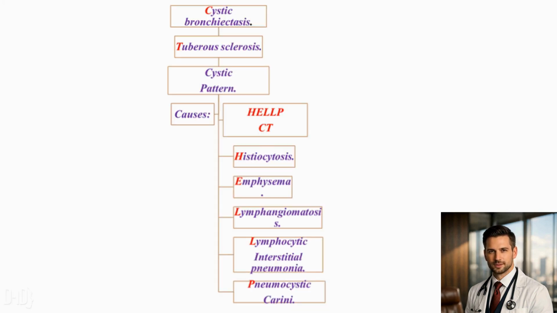In case of diffuse cystic pattern, the mnemonic HELLPCT is used to remember causes of this pattern, which are: H corresponds to histiocytosis, E for emphysema, L for lymphangiomyomatosis, second L for lymphocytic interstitial pneumonia, P for pneumocystis jirovecii pneumonia, while C is for cystic bronchiectasis, and finally T for tuberous sclerosis.